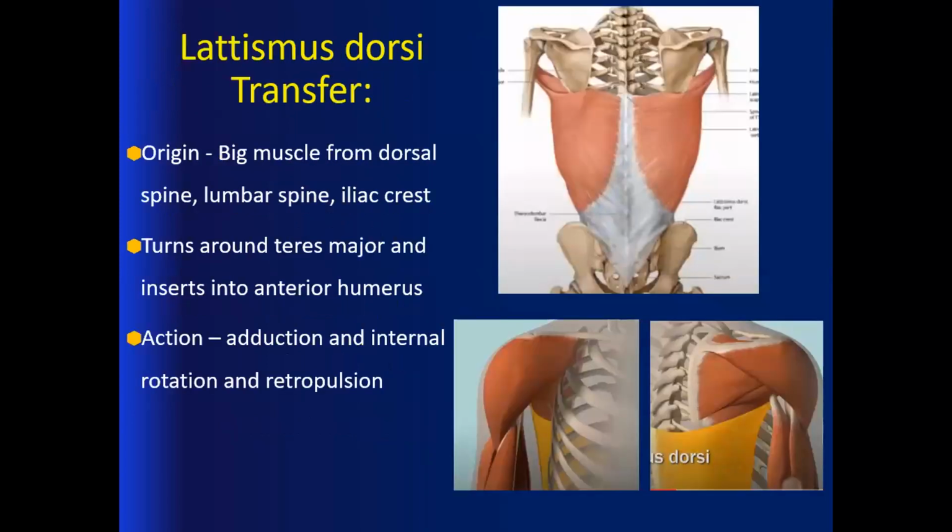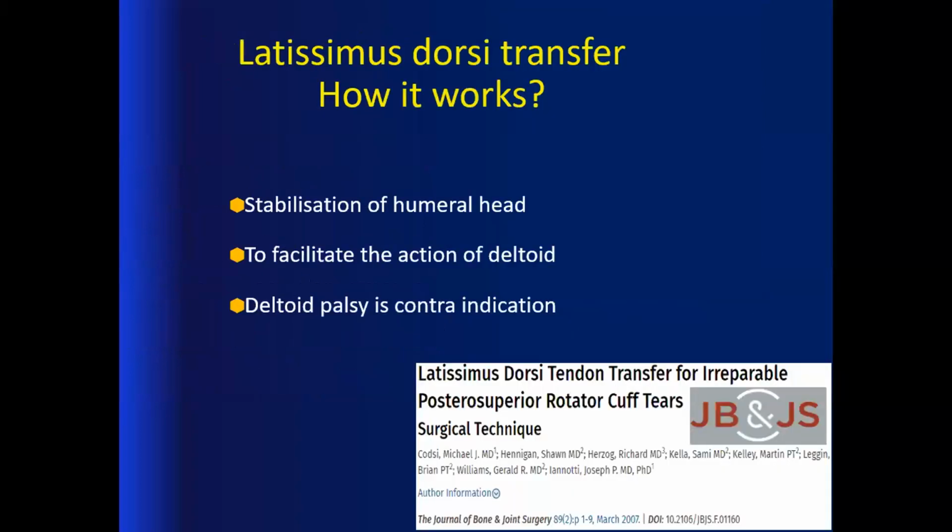Coming to latissimus dorsi transfer, it is a big muscle from the dorsal aspect, originates from the dorsal spine, lumbar spine, and iliac crest, and it turns around the teres major and inserts into the anterior humerus. It brings about the action of adduction, internal rotation, and retropulsion. So how does it work? After a latissimus dorsi transfer, it stabilizes the humeral head and also facilitates the action of the deltoid. And the most important contraindication for latissimus dorsi is deltoid palsy.